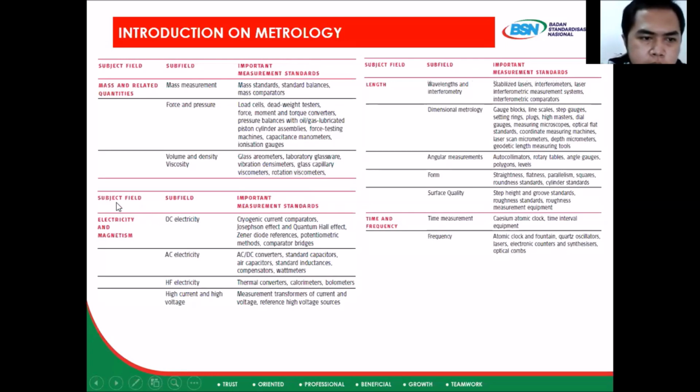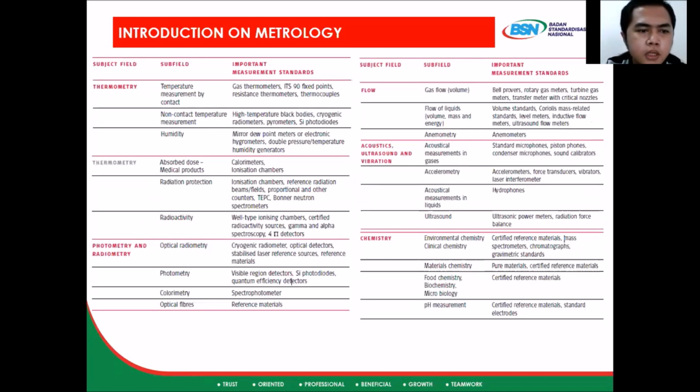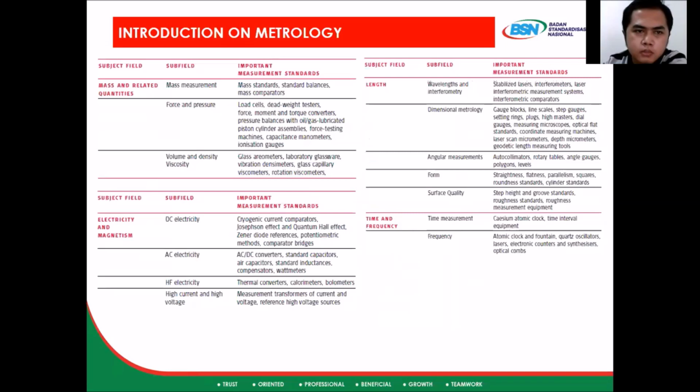There's also the subject field for electricity and magnetism, for length, for time and frequency, thermometry, photometry and radiometry, flow, acoustic, ultrasound, vibration, and also chemistry. So the traceability of medical devices, at the end, should be included in this subject field, traceable to the primary standard.